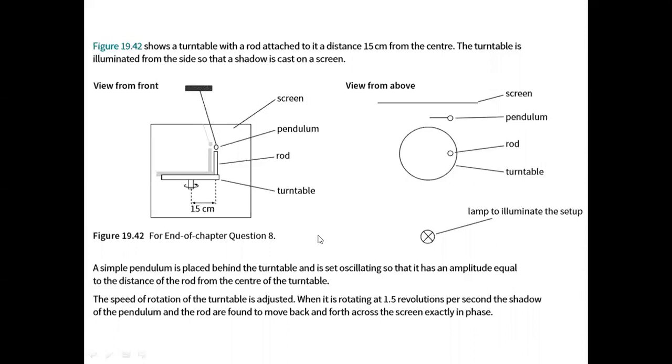A simple pendulum is placed behind the turntable and is set oscillating so that it has an amplitude equal to the distance of the rod from the center of the turntable. The speed of rotation of the turntable is adjusted. When it is rotating at 1.5 revolutions per second, the shadow of the pendulum and the rod are found to move back and forth across the screen exactly in phase. That means when the rate of rotation of the turntable is this, the shadows of the pendulum and rod are actually moving together.